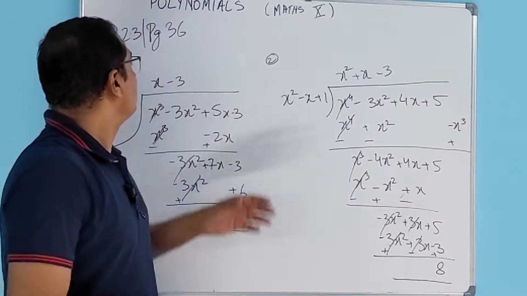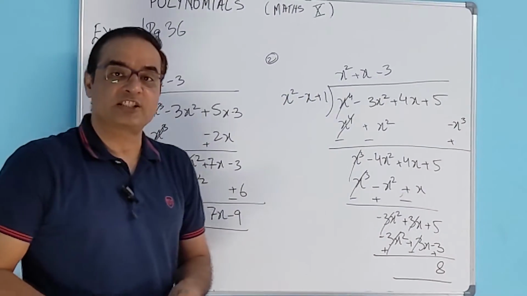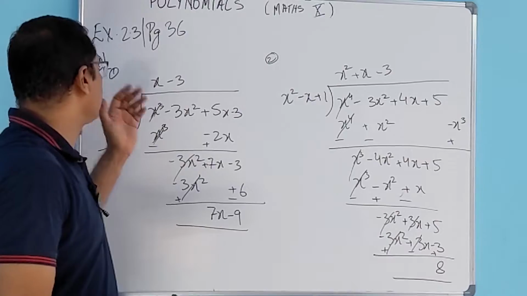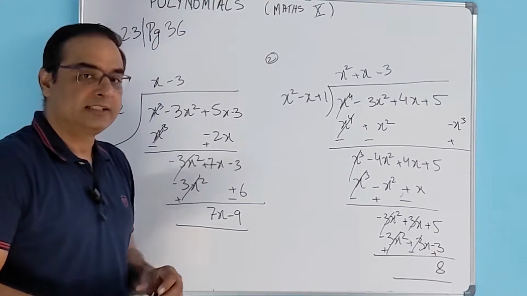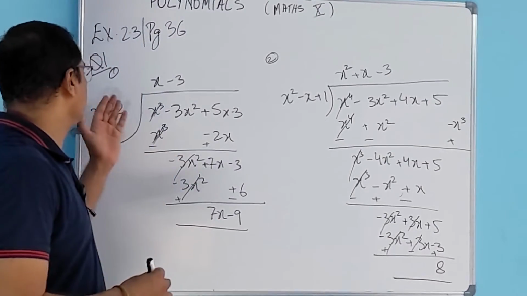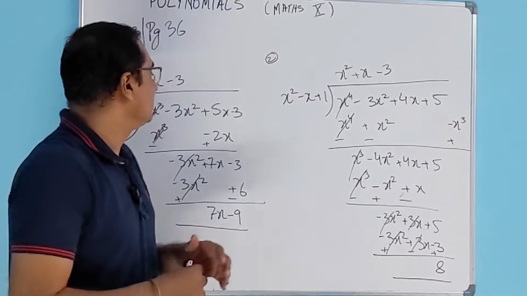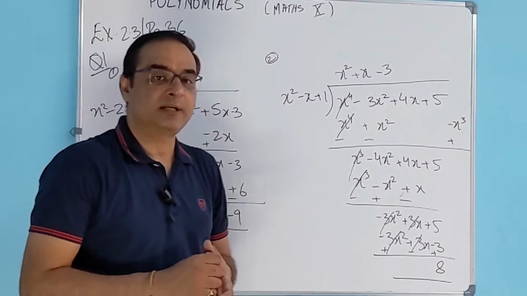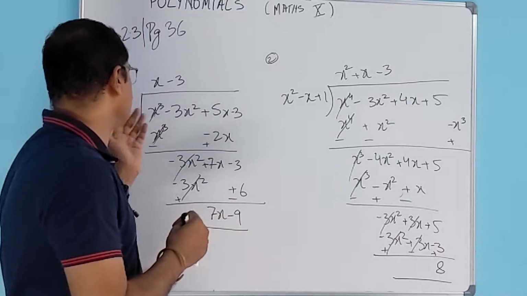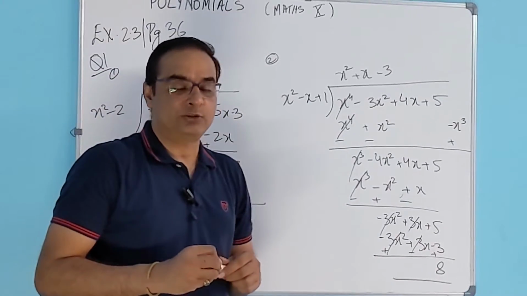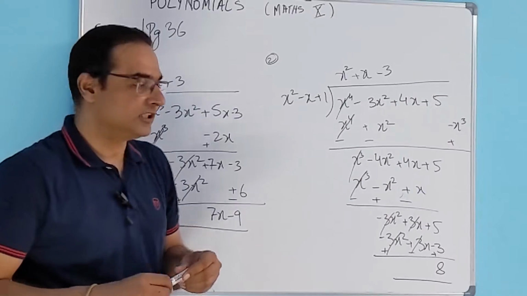Let's look at exercise 2.3, which is given on page number 36. We are going to look at question number 1, and it has 3 sub-questions. So as of now, we are going to look at sub-questions 1 and 2. So the question is, divide the polynomial p(x), which is given, by the polynomial g(x), the divisor, which is also given, and then find the quotient and the remainder in each of the following.